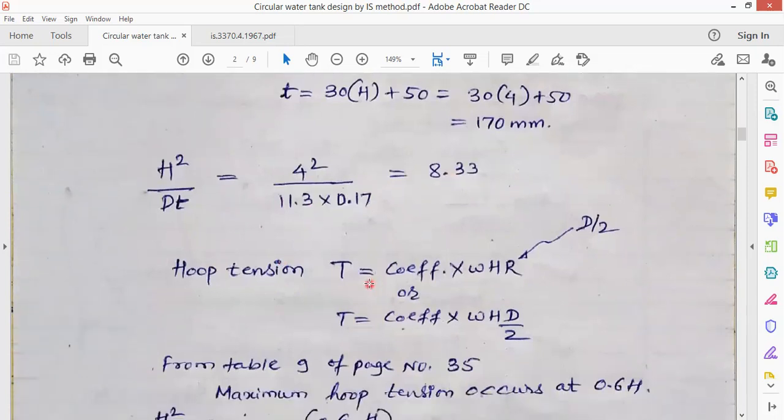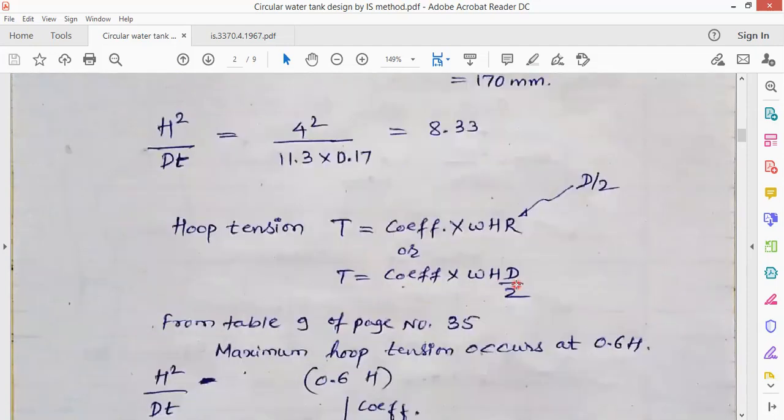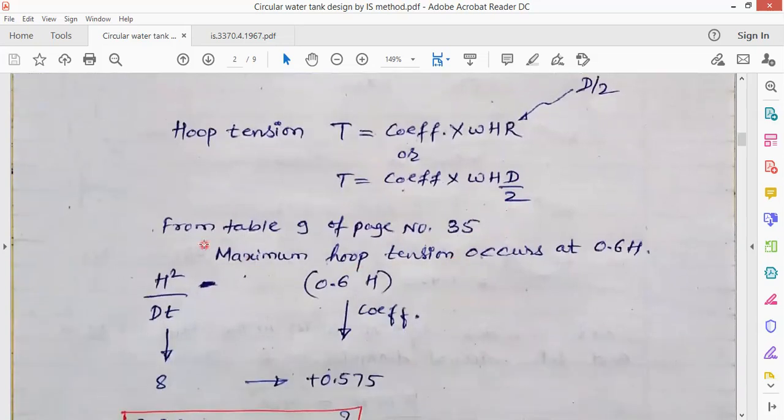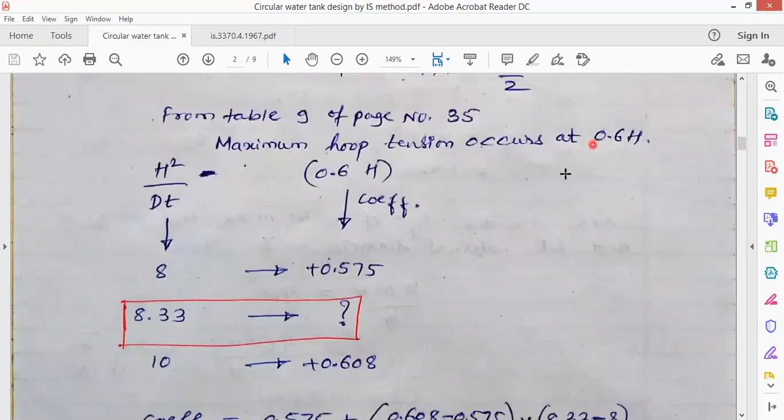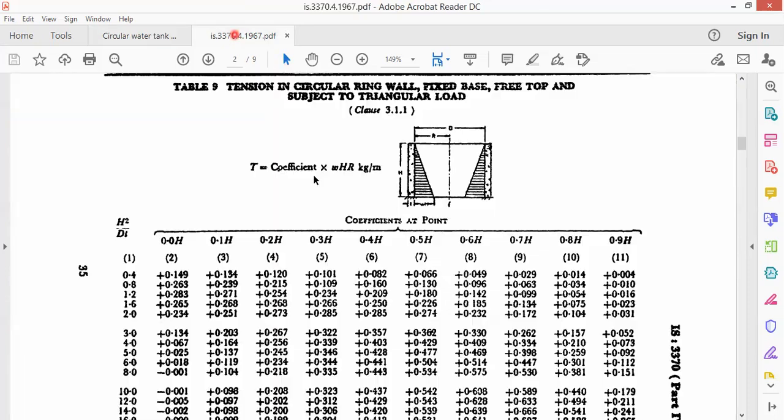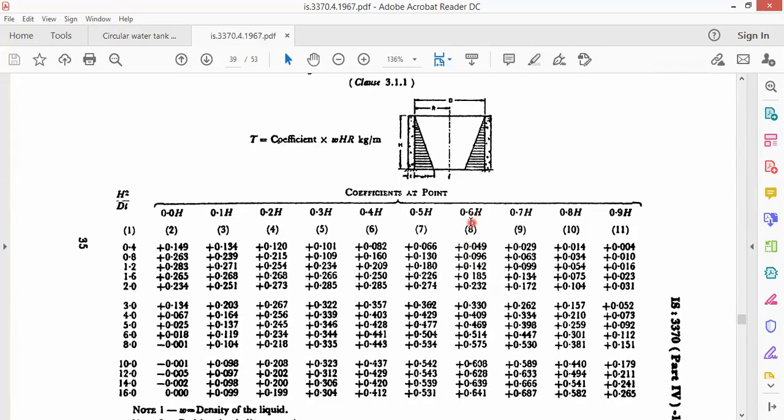So the hoop tension T I will obtain here. It is coefficient into w into h into d by 2, or r, as I said. Table number 9, page number 35 will give us the hoop tension values at 0.6 h. Why will I calculate at 0.6 h? Because I need the maximum hoop tension, and maximum hoop tension occurs at a height of 0.6 h. So we'll see that at 0.6 h here.